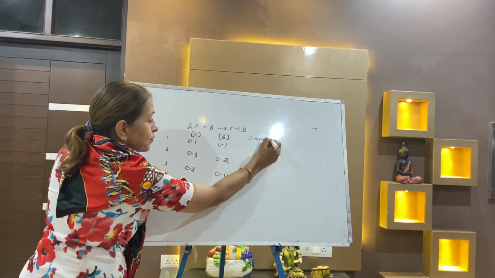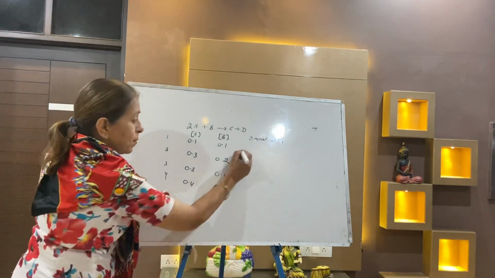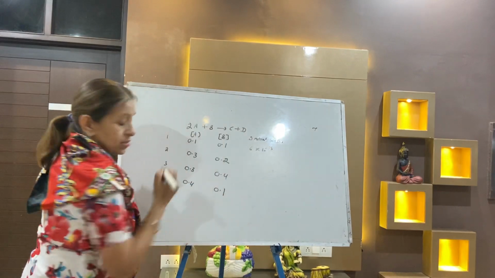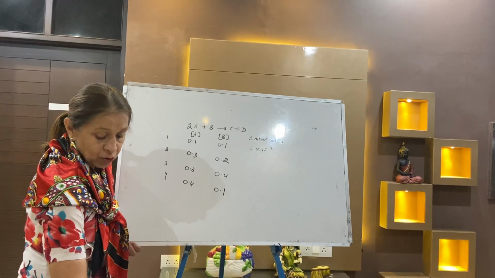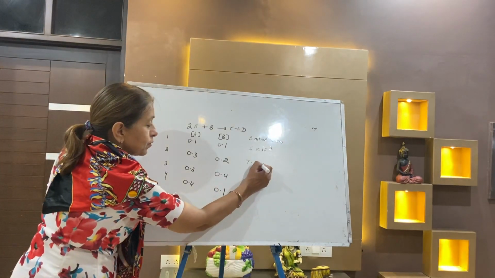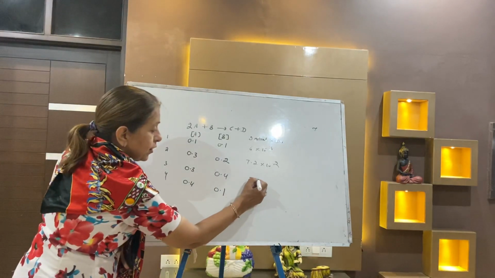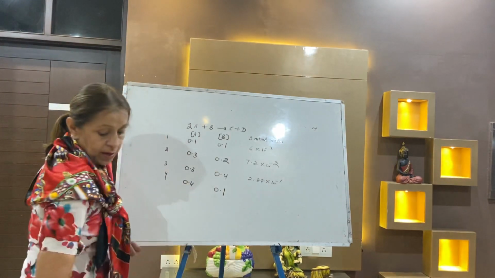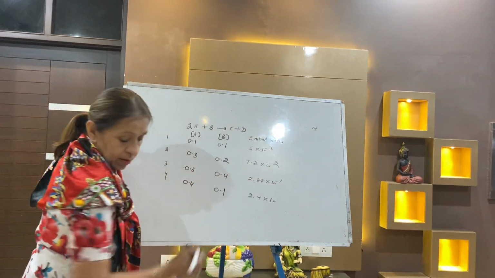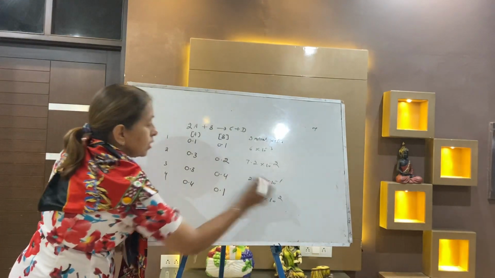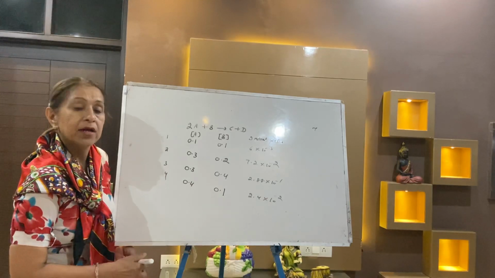Now initial rates are given. The initial rates are 6 into 10 raised to power minus 3 first, with units given as mole per liter per minute, then 7.2 into 10 raised to power minus 2, the third is 2.88 into 10 raised to power minus 1, and the fourth is 2.4 into 10 raised to power minus 2. The question is, calculate the rate constant, calculate the order, and write the rate equation.